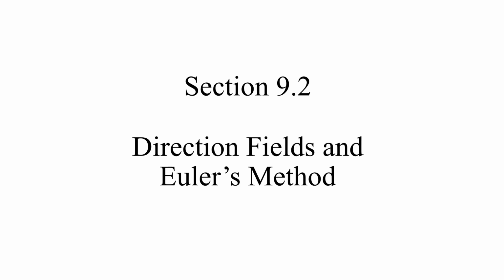With this section, we're going to be looking at what we are going to refer to as direction fields. So we're going to be looking at graphs and getting an idea of the directions in which your function is flowing based on equilibrium points. And then we're also going to look at a new method that is called Euler's method.